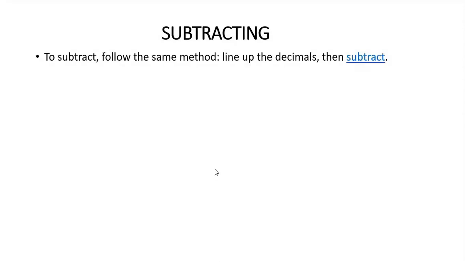So let's see. It says here to subtract, follow the same method, line up the decimals, then what? Subtract. Don't forget. Okay, let's take this example. I am asked to subtract 1.15 from 7.368. So let's see how this is done. We write that on our sheet. Then we're going to subtract this. You can see I'm still aligning my decimal. Okay, so I had to pad that side. Let me take it off a little so you can see.